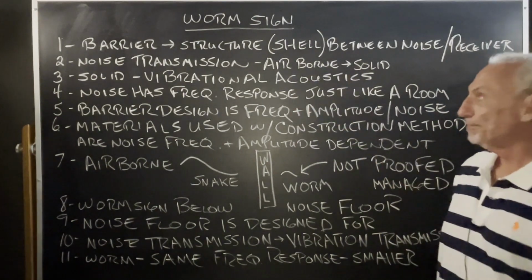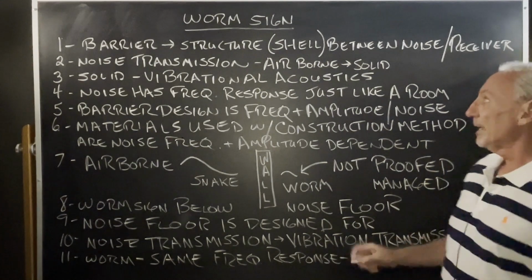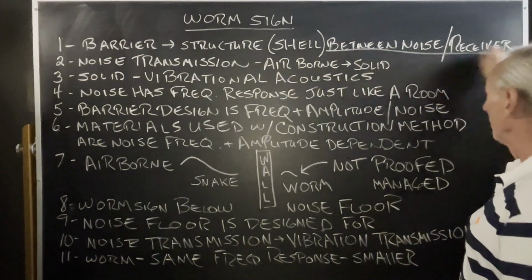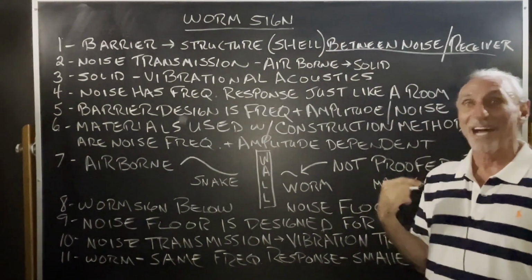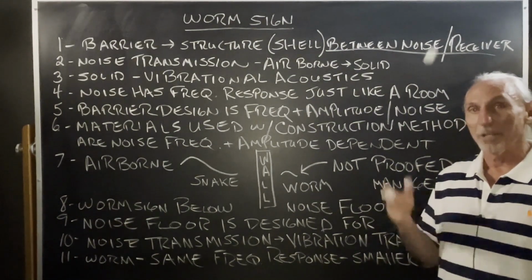What's a barrier? A barrier is a structure or a shell. Think of a turtle shell. It's something we build between a noise source and us. So in rooms, we call it the shell.